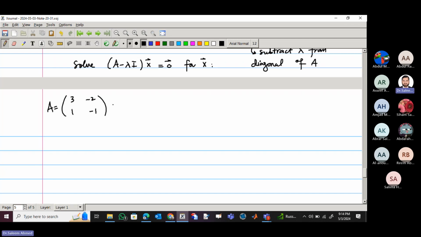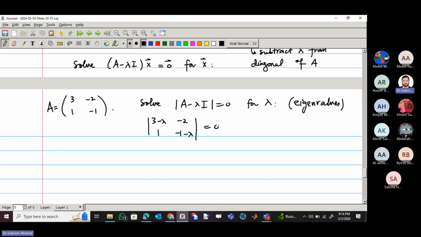So to find eigenvalues, I have to solve the determinant of A minus lambda I equal to 0, right? We have to solve this for lambda, the eigenvalues. First, we will find eigenvalues. So what is A minus lambda I? Subtract lambda from the diagonal: 3 minus lambda, minus 2, 1 as it is, and minus 1 minus lambda. Put it equal to 0. You don't have to use the color. I'm just using it so that you remember that we are subtracting lambda only from the diagonal.